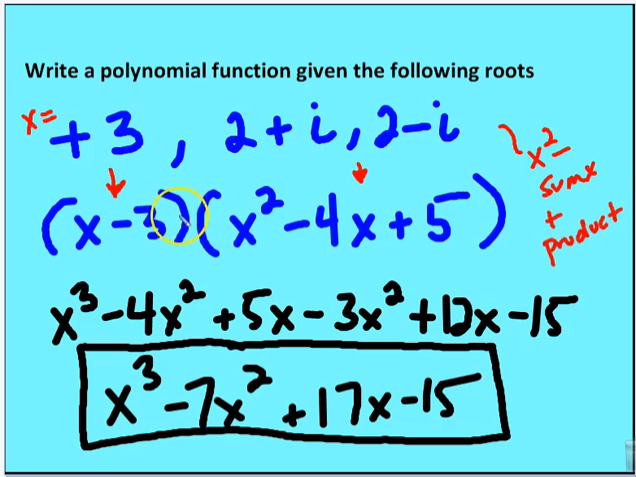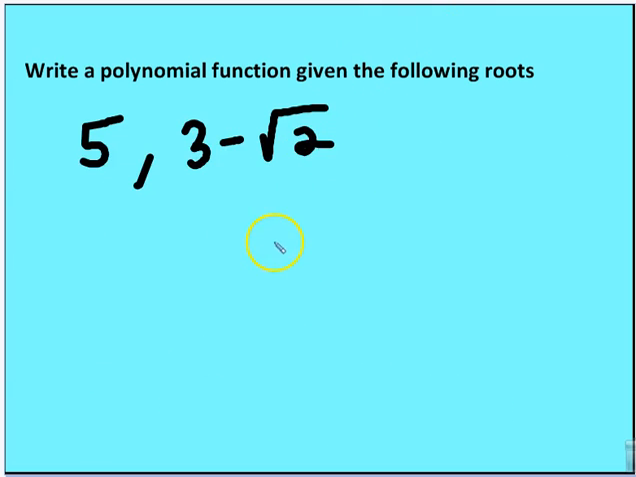Then we're going to multiply these two together to find our polynomial. We're going to simplify and combine like terms, and this is the result. Right, last one, you're going to do this on your own. I'm going to pause here while you write a polynomial function given the following roots.